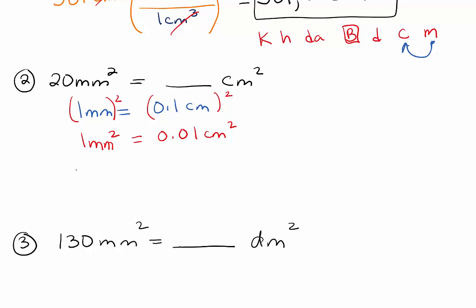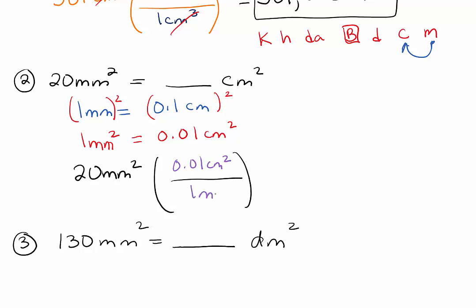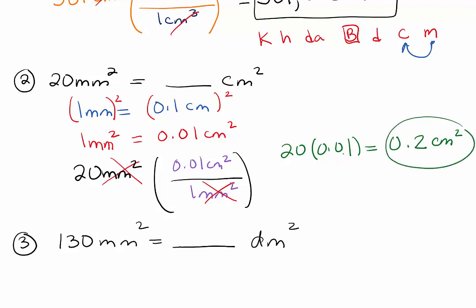So now we're going to go back to the original problem, 20 millimeters squared. What we want, we put on the top: we want the centimeters squared. What we want to get rid of, we put on the bottom. As a double check, these units should cancel. We end up with 20 times 0.01, which again you can do in your calculator, but it's moving the decimal place over. We should get the answer as being 0.2 centimeters squared. So I'm moving it 2 places over.